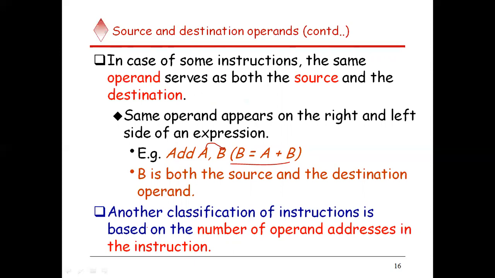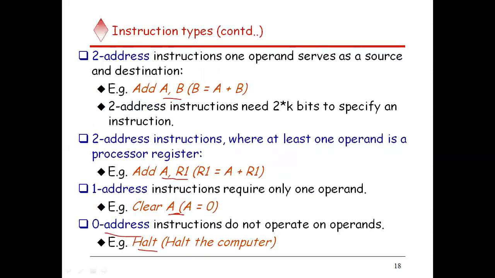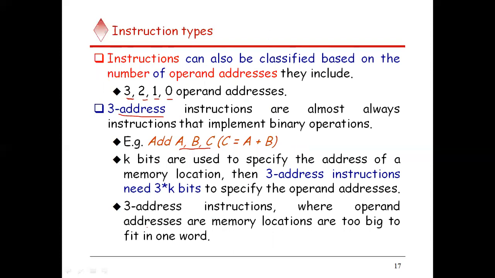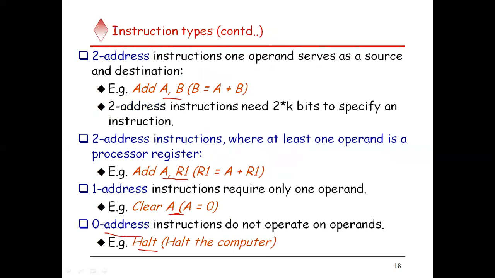But only two questions you can expect in the exam. One is, what is the difference between big endian and little endian? Second is, what are the different instruction types, like three address, two address, one address, and zero address?